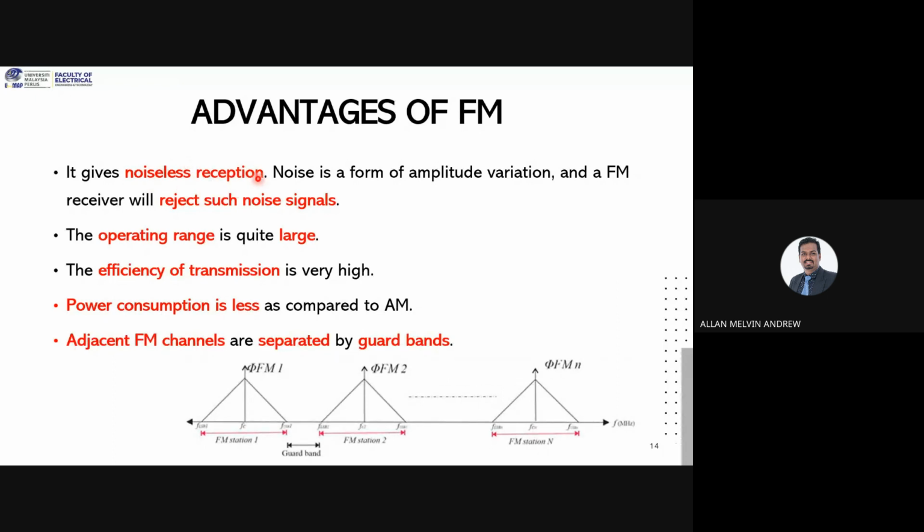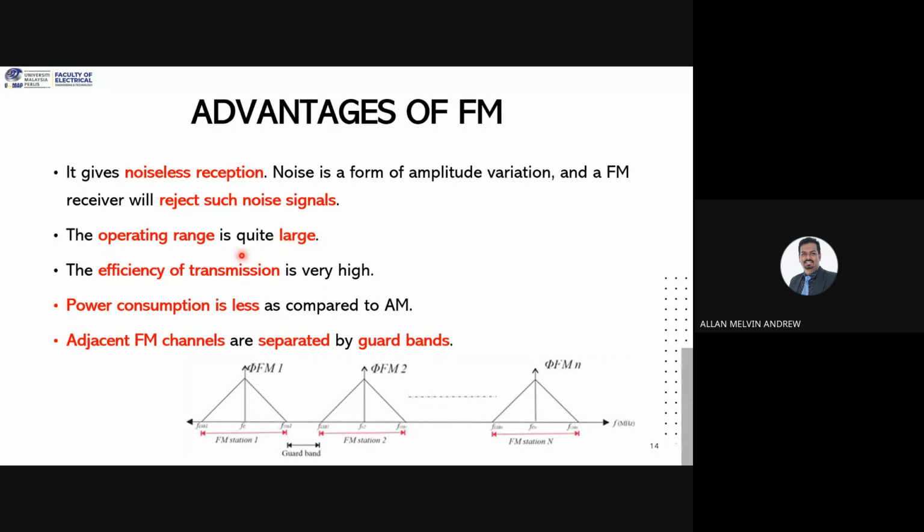Compared to AM, noise is a form of amplitude variation, and the FM receiver will reject such noise signals. It has a very clear cancellation criteria inside your FM receiver. When noise happens, in the form of amplitude variation, suddenly it goes up, suddenly it goes down, the receiver can detect and reject such noise signals. So for daily life applications, FM is more preferred.